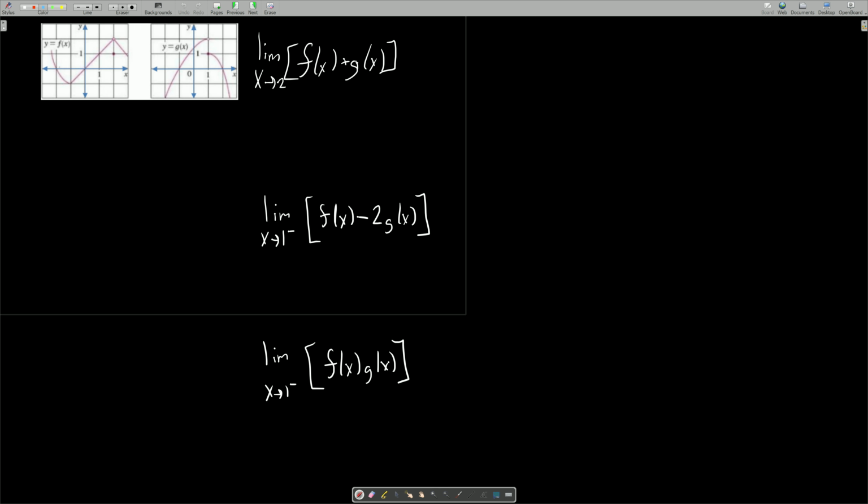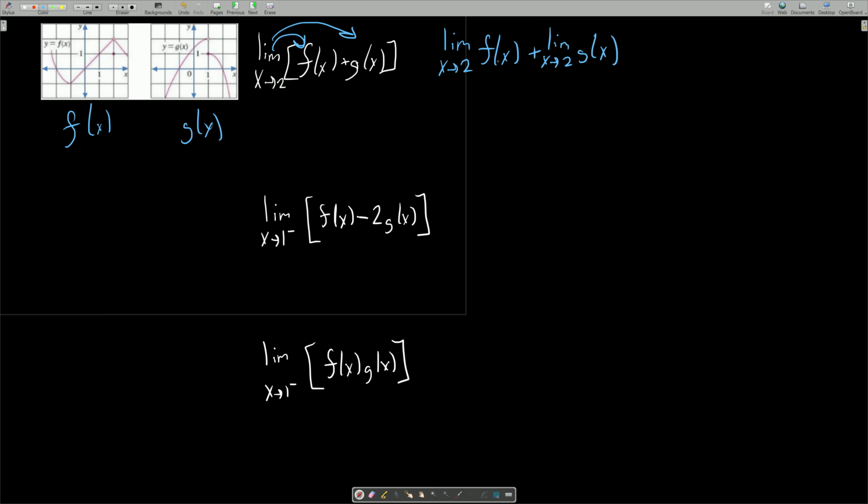Now we have these pictures. The first one here is f of x, and the second one here is g of x. So for the first one, since we're adding the two functions together, what you do is you take the limit of these two functions and you just add them together. So this would be the limit as x approaches 2 of f of x plus the limit as x approaches 2 of g of x. And you evaluate these independently.